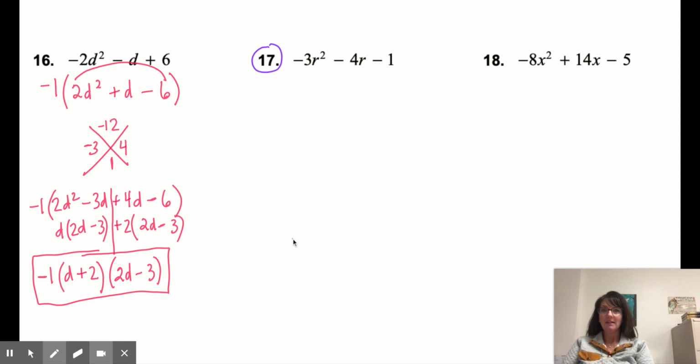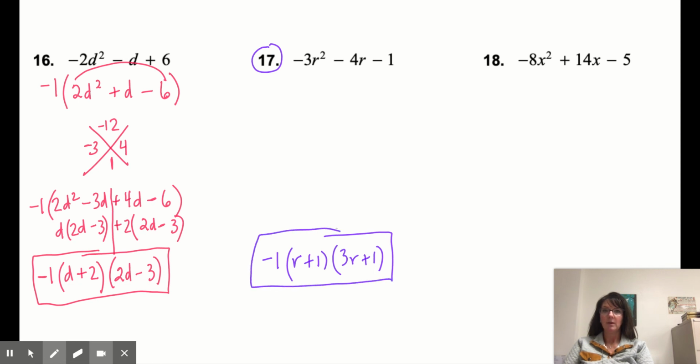All right, I'm just going to give you the final answer for number 17. Now that you've worked it out, you can check your work. You should have gotten negative 1 times, and the order of the factors will not matter, r plus 1 and 3r plus 1. So this was number 17. Then you would have factored out the negative 1 to begin with. All right, so for number 18, factor out the negative 1 because the leading coefficient is negative.